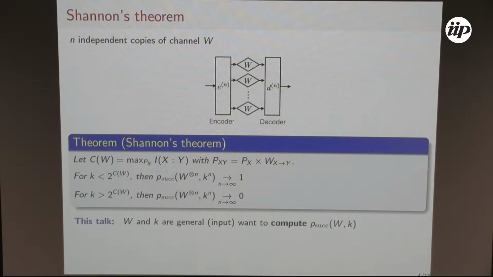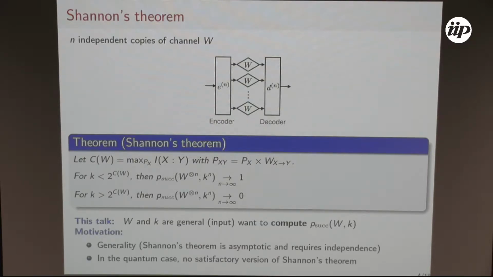Okay, so here, as I said, I want to take a slightly different approach, and I want to see this more as a computational problem. So suppose now W is completely general, so it's a completely general channel. It doesn't necessarily have the structure of IID. And I take this k, which is the number of messages I want to send, and I see this as the input of a computational problem, and I would like an efficient algorithm to compute this optimal success probability.